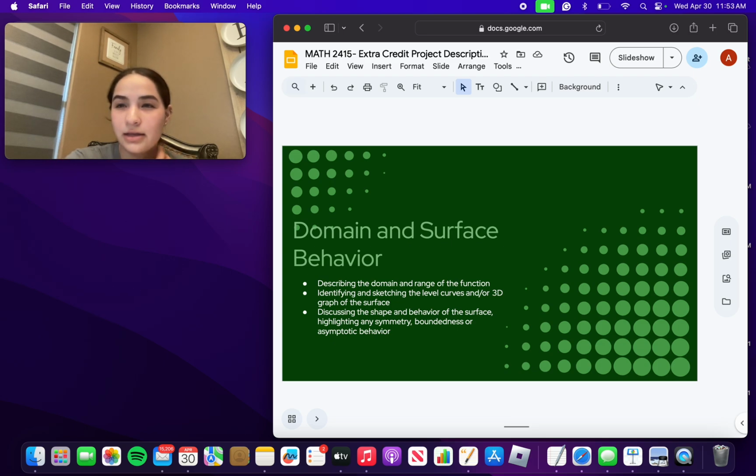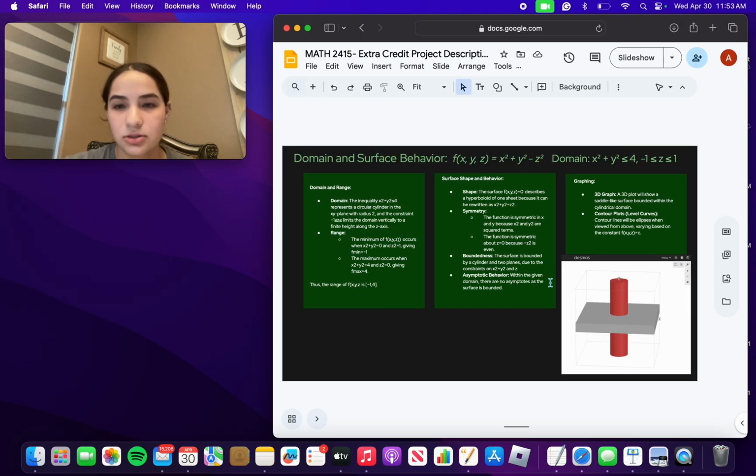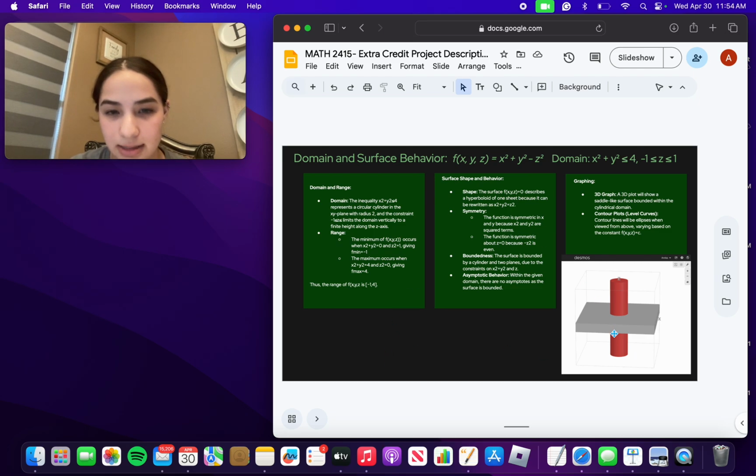The first part is going over the domain and surface behavior, basically plotting the function. For this, I used Desmos, the 3D graph. So this was the graph I ended up getting. For the domain, the inequality represents a circular cylinder in the xy plane with radius 2, and the constraint -1 to 1 for z limits the domain vertically along the z-axis.